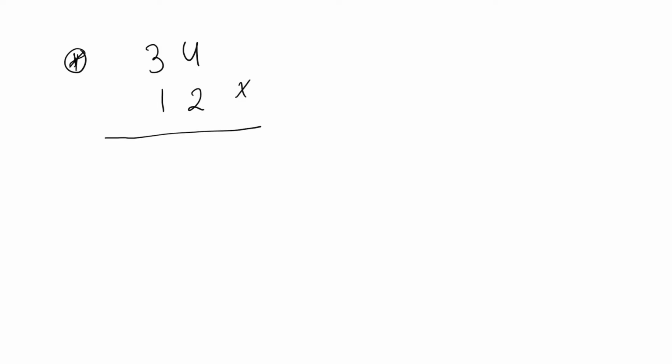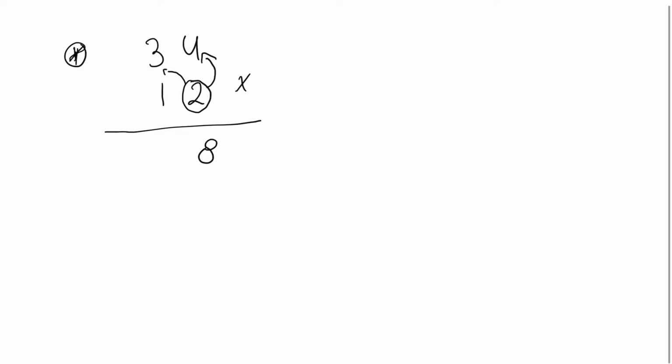Now step number one, you're going to multiply the first digit by the digit on top of it. 2 multiplied by 4, that will be 8. Then you're going to multiply 2 by the second digit, which would be 3. 2 multiplied by 3, that would be 6.